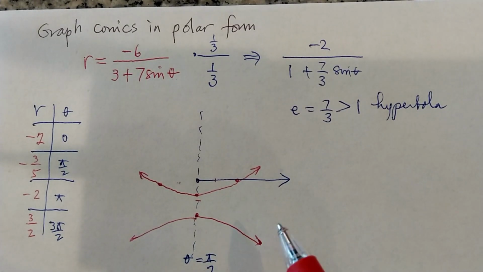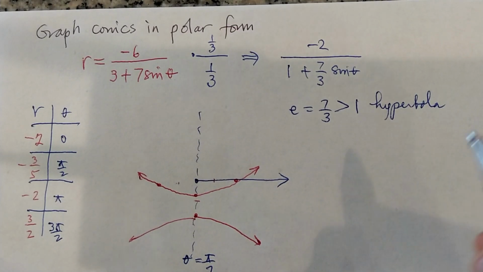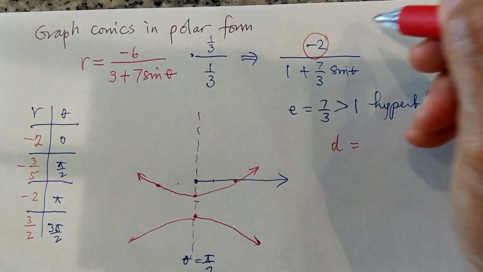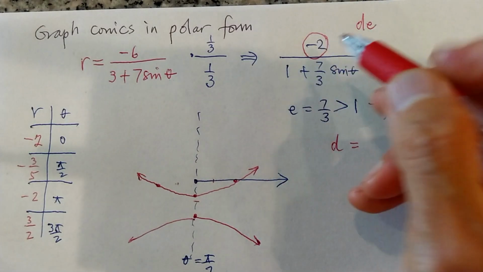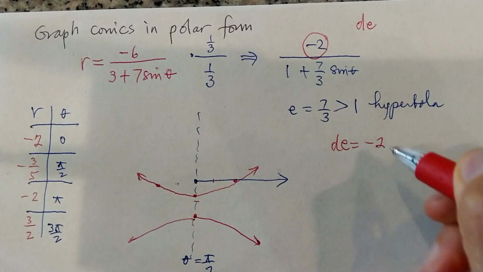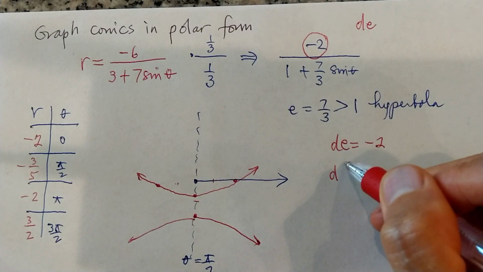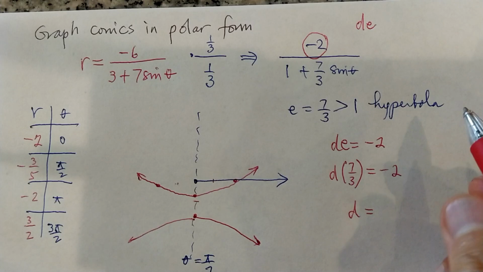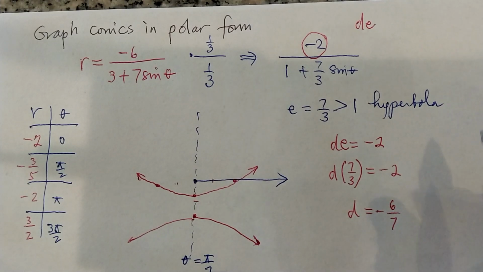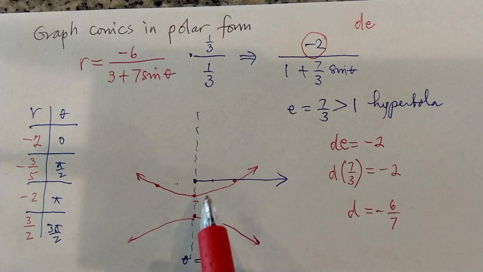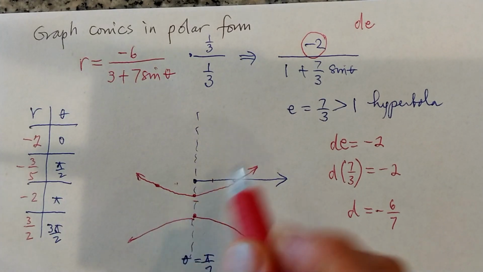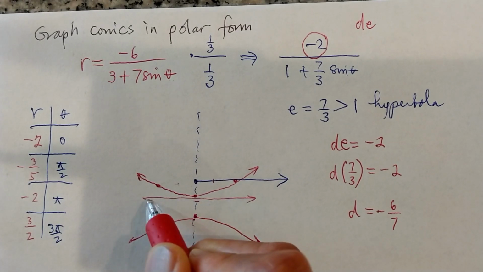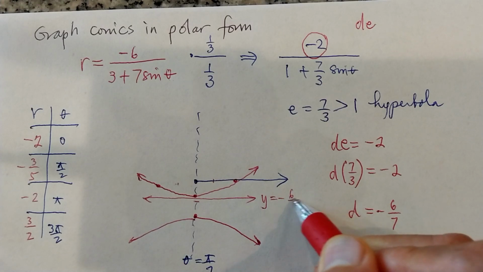Now, the directrix is determined by the value of d. We recall that the numerator is given by dE, right? So dE is -2, and we know that the eccentricity is 7/3. Solving for d, that should give us -6/7. So the directrix is -6/7. That's almost at -1. So here is the directrix, right there. y is equal to -6/7.